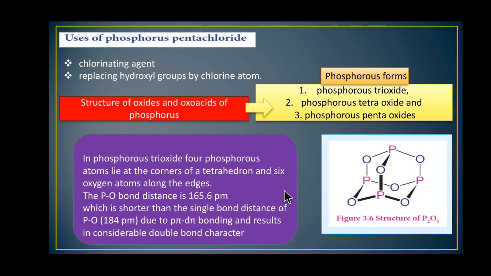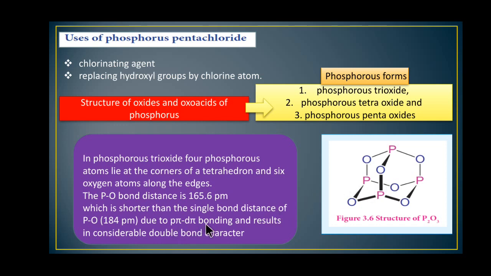So how to draw the structure? Just consider a benzene-like structure. Benzene is a 6-member cyclic structure, and here one boat form. Is it clear? It is a boat form. So fix the corners 1, 2, 3, 4 and fix the edges 1, 2, 3, 4, 5, 6. So the structure is easily possible to draw.